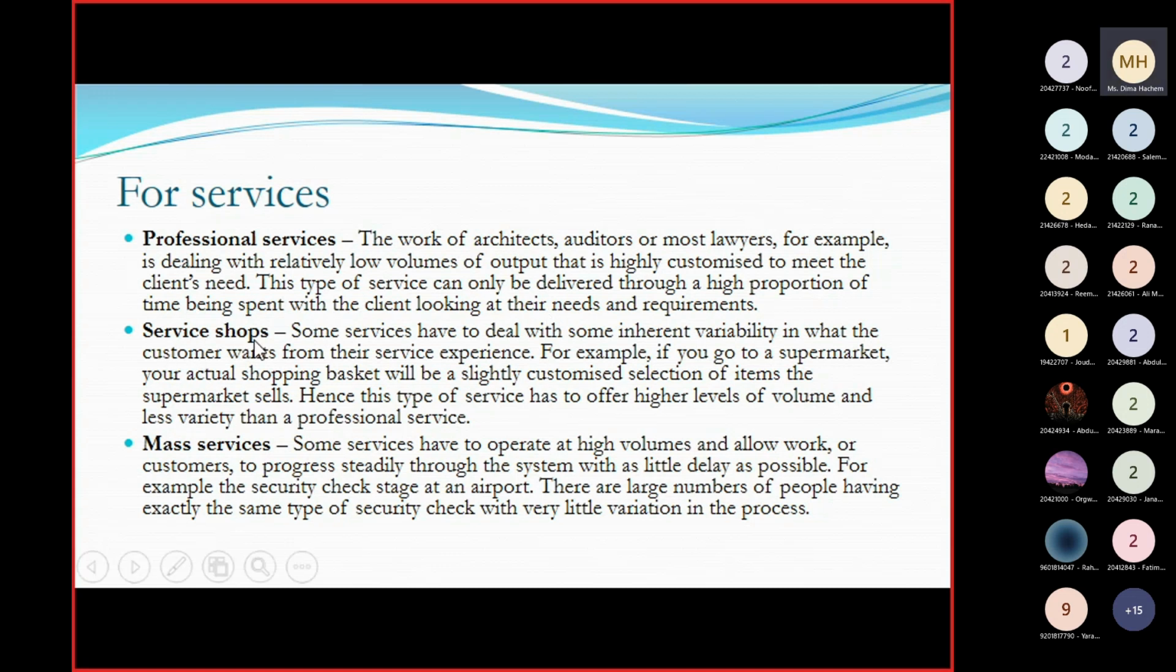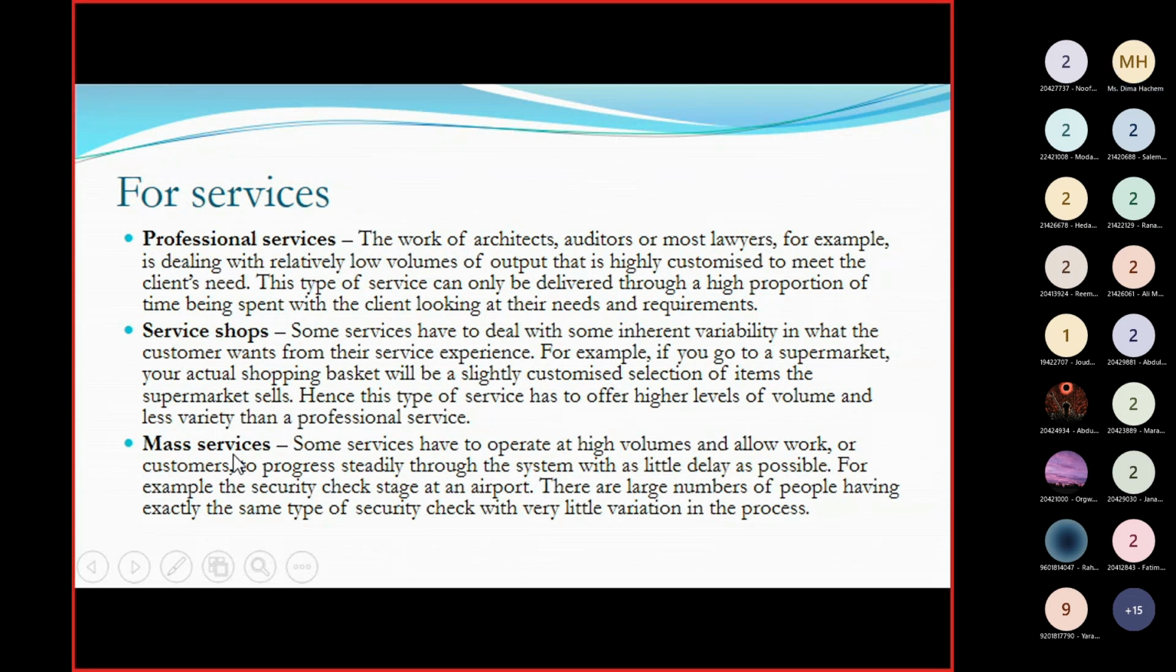The service shops. Some services have to deal with some inherent variability in what the customer wants from their service experience. Okay? For example, a supermarket is a service shop. You go to the supermarket, they provide a service for you. They display all their products, okay? And you get to choose. If you go to the supermarket and look at people's carts, each cart will be different. Each cart will be totally different than the other carts, okay? So there is a high degree of variability here.